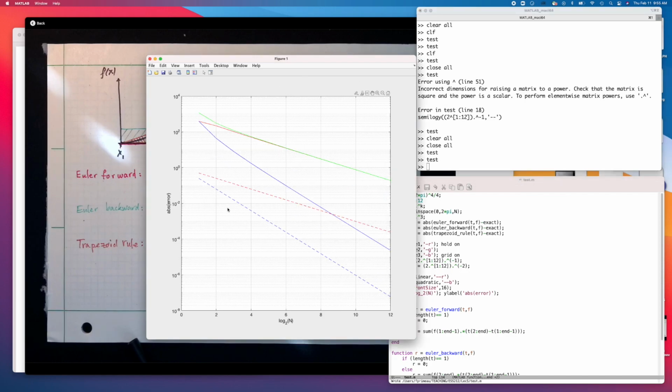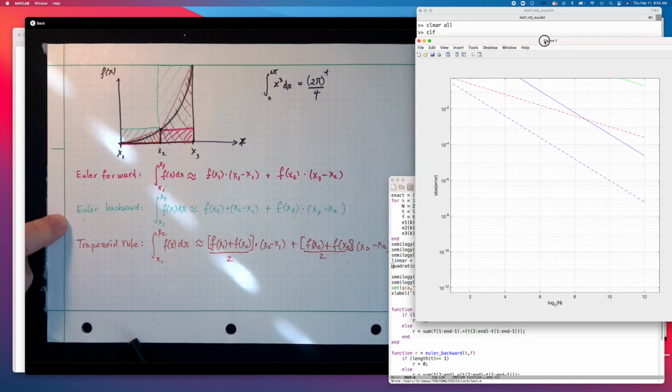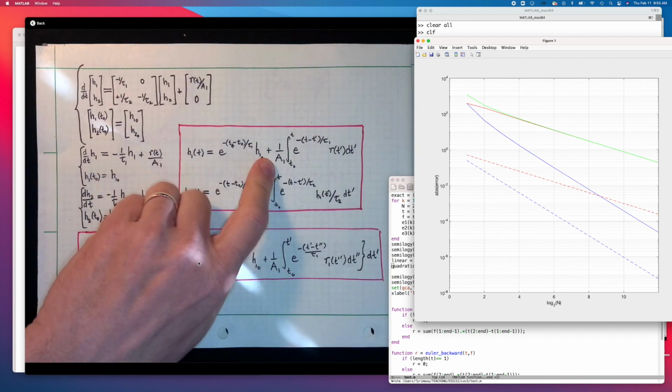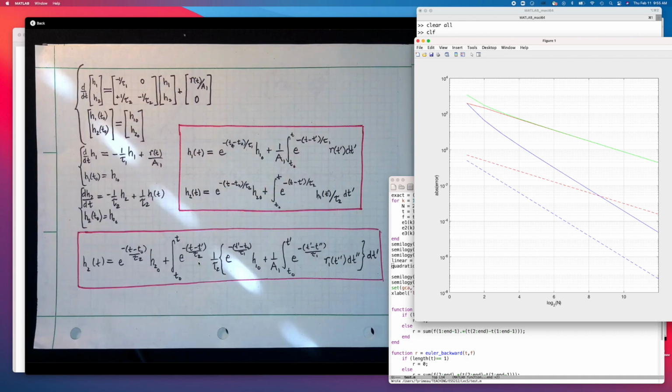Right, so here we have the two guidelines, and you can see that the linear decrease, the one where the exponent is -1, is parallel to the error for the Euler forward and Euler backwards, whereas the quadratic decrease is parallel to the decrease for the trapezoid rule. Alright, so that completes my brief aside on the convergence rate of the Euler forward, Euler backwards, and trapezoid rule. So now when we go back to this integral, we're going to use the trapezoid rule to evaluate this integrand.